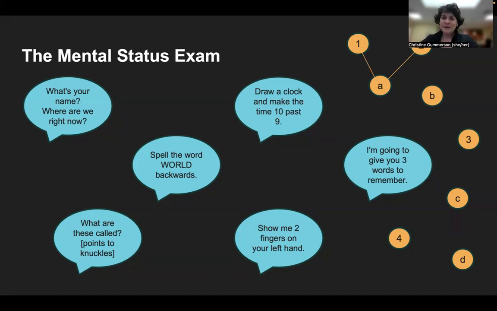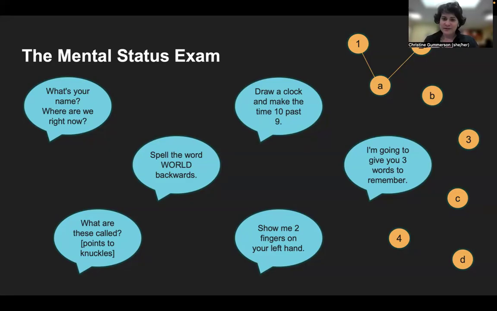So if you remember back to SOAP, that sequencing, organizing, abstracting, planning, problem solving, on top of being able to visuospatially draw a clock, we have to have some abstraction of, well, what is a clock? And I have to be able to plan out how I draw my clock. I have to draw a circle. I have to put all the numbers in the circle. And then I have to be able to abstract, well, when somebody says draw the time as 10 past 9, what does that look like on a clock and what do they mean by that? So it can give you a lot of really great information.